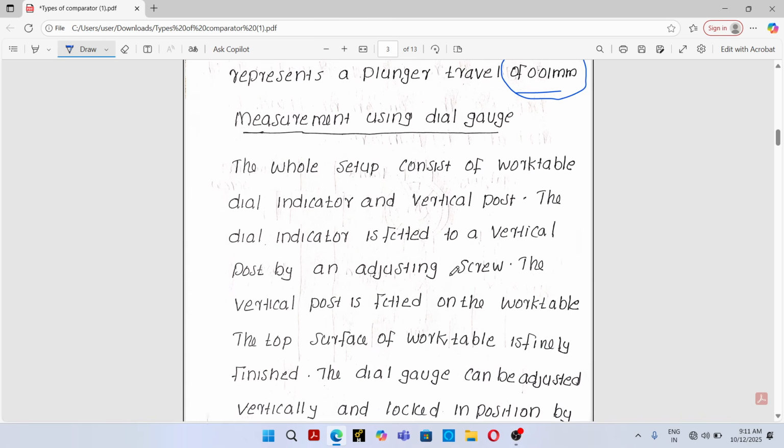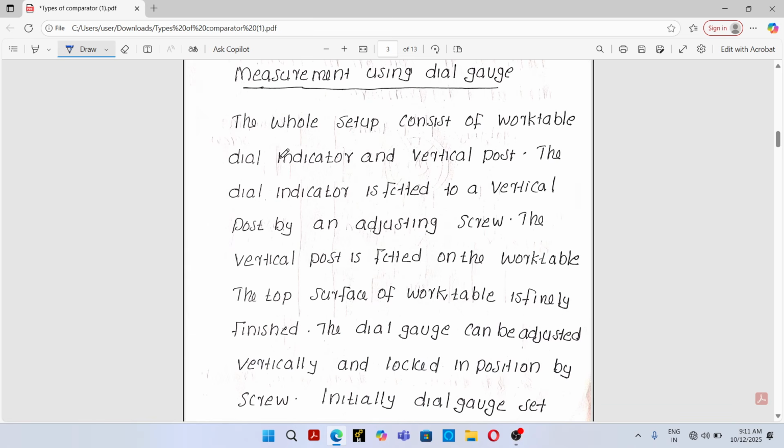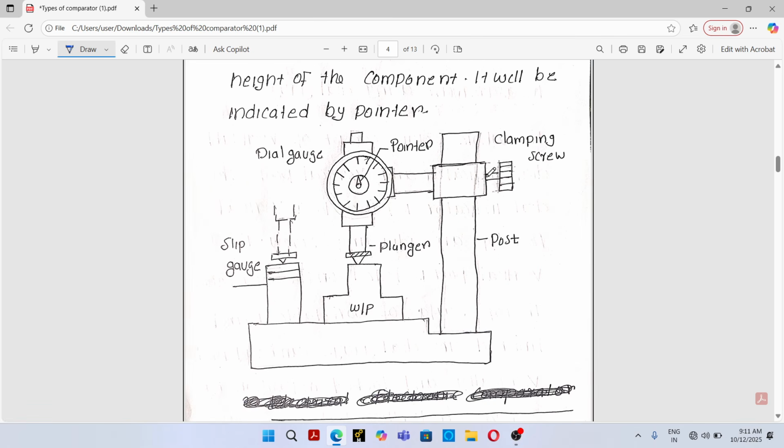Okay, then measurement using dial gauge or dial indicator. The whole setup consists of work table, dial indicator and vertical post. So this is the figure which represents how we are measuring a workpiece using dial indicator. It consists of a table and a vertical post. Upon that vertical post, the dial indicator is mounted. And the position of the dial indicator along the vertical post can be adjusted and clamped in any position using a clamping screw. So in dial indicator measurement setup, we have work table, then a vertical post.